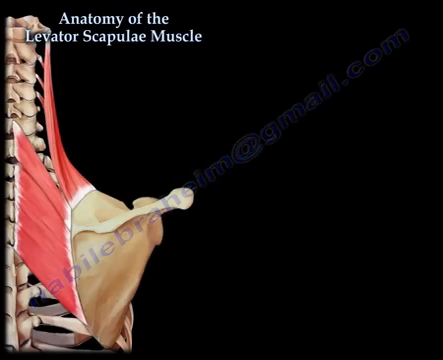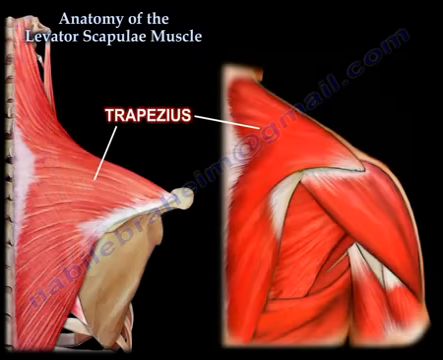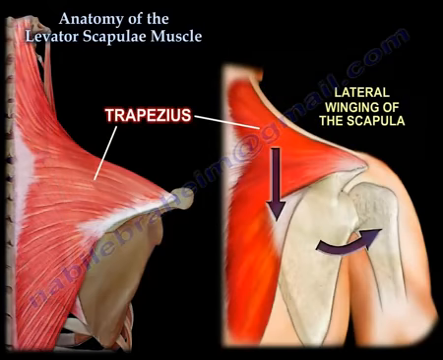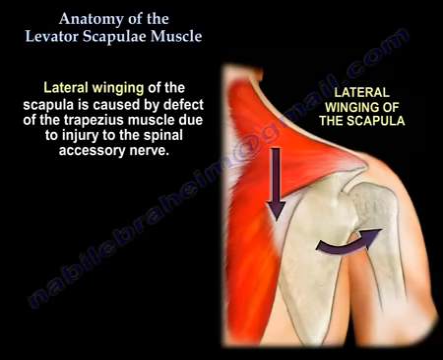Lateral winging of the scapula is caused by a defect in the trapezius due to injury of the spinal accessory nerve, usually from lymph node biopsy in the posterior part of the neck. The superior medial scapula drops downwards and laterally. The shoulder is depressed or drooping.